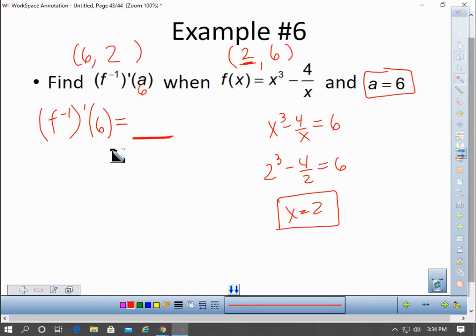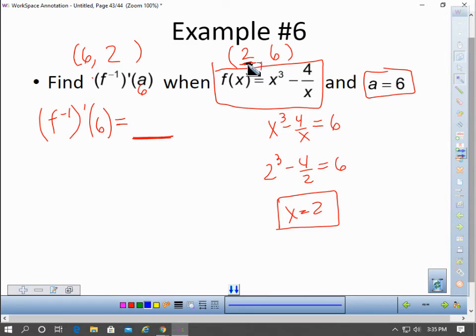So what do I know about the relationship between the slopes of these two functions, the function and its inverse? Well, I know their slopes at the mirror points (2, 6) and (6, 2), the slopes of their tangent lines are reciprocals of each other. So why don't I find the slope for f at 2 and then just take that answer and turn it upside down? So that's what I'm going to do.